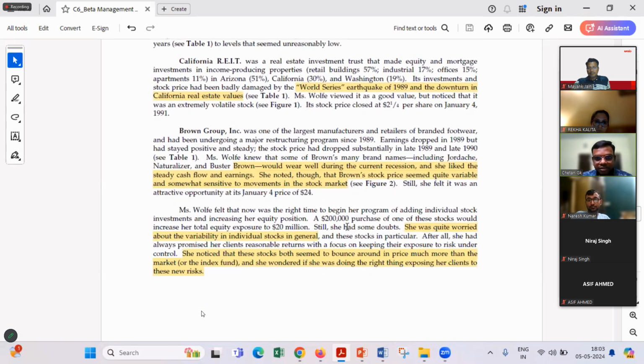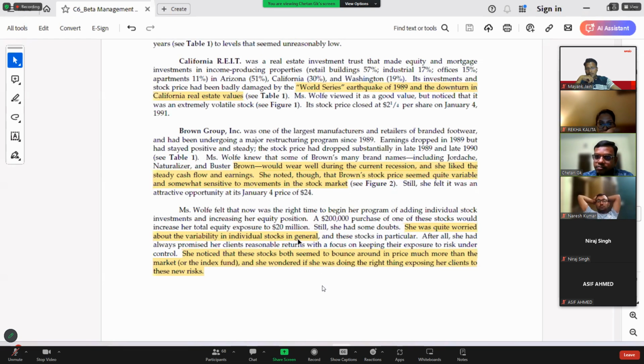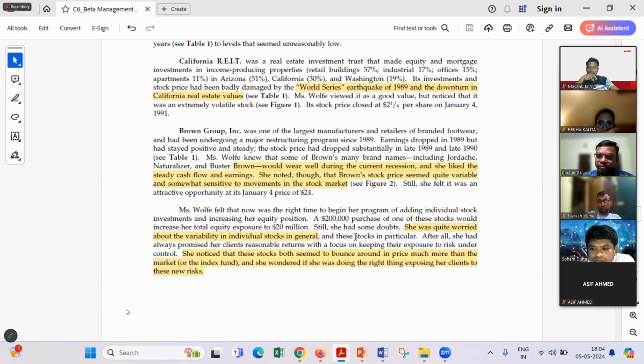Next, she was quite worried about the variability in individual stocks in general. Variability of the returns means what? What do you understand by variability of the returns? The fluctuations. If the fluctuation is more, if the stock is more volatile, what happens? The risk will be higher, is it not? That is the reason she is worried about the variability of these individual stocks.